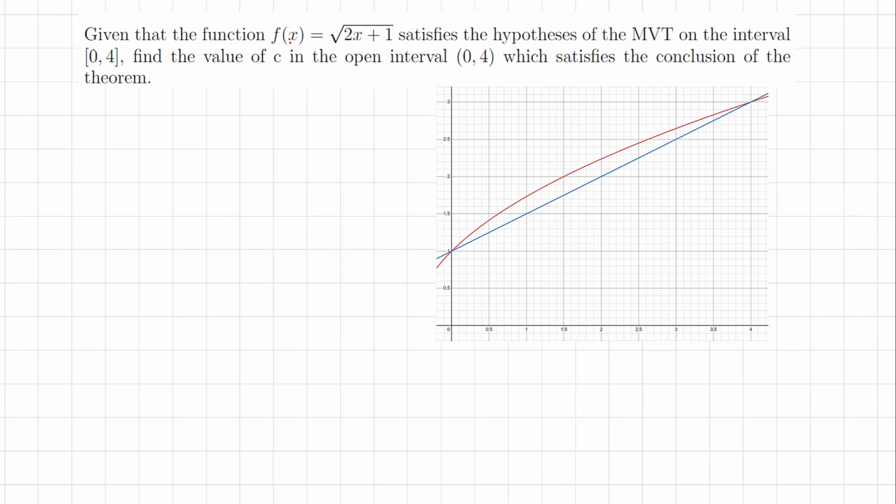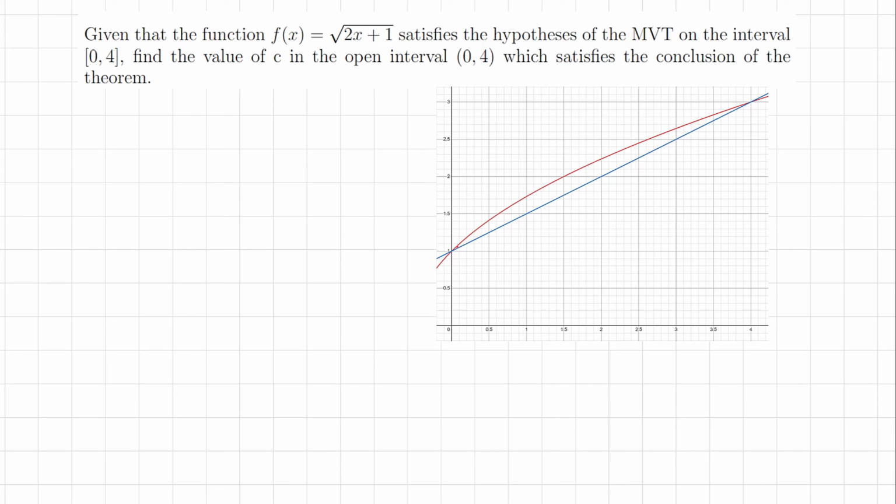Given that the function f(x) equals the square root of 2x plus 1 satisfies the hypothesis of the MVT, the mean value theorem, on the interval [0, 4], find the value of c in the open interval (0, 4) which satisfies the conclusion of the theorem. Okay, this graph is optional information here. To answer this question, we don't need to graph.